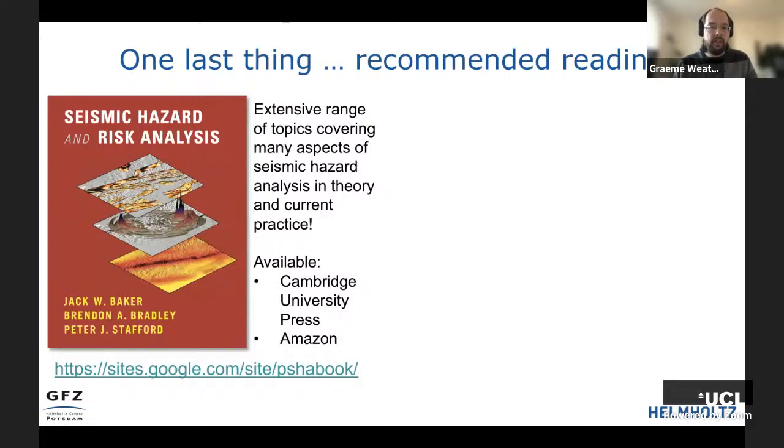I'll give you one last recommendation, a little bit of recommended reading for those of you who are interested to go more into seismic hazard analysis. At the end of last year, a new textbook on seismic hazard analysis was published by Jack Baker, Brendan Bradley, and Peter Stafford. And I really can't recommend this highly enough. It covers an extensive range of topics of many aspects of seismic hazard, state of the art, both in theory and practice. And it's freely available. It's available from your distributors, Cambridge University Press, Amazon, and so on.